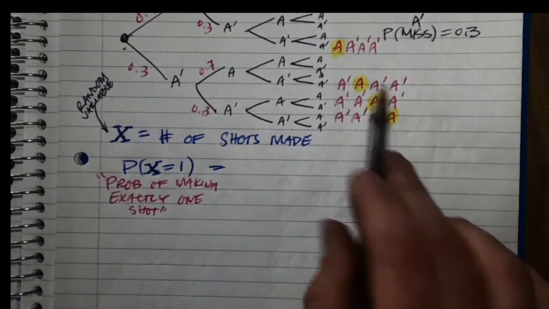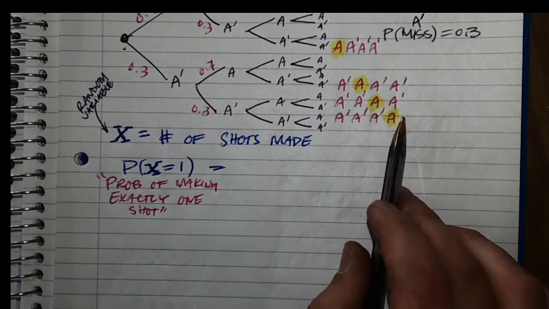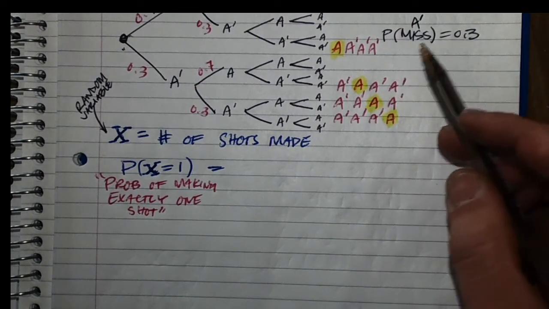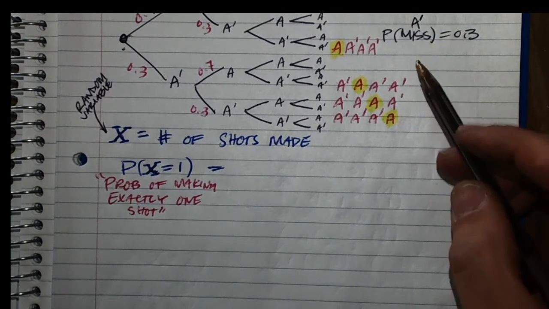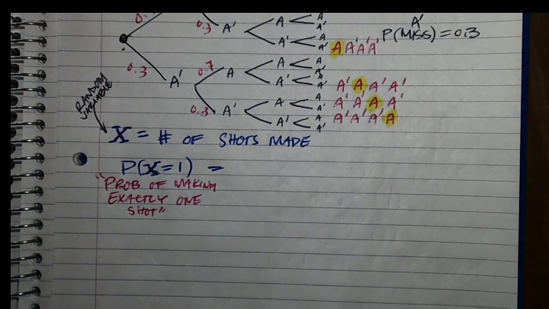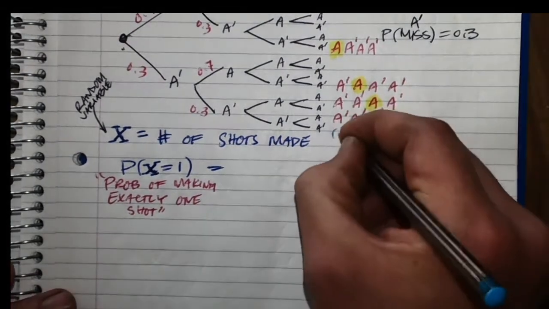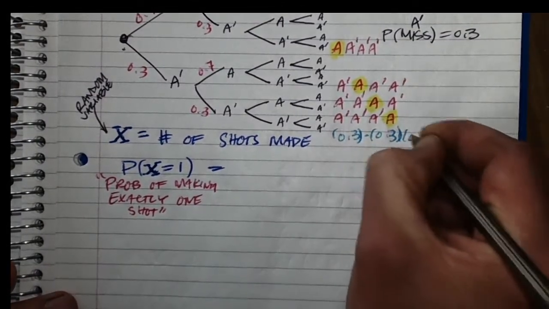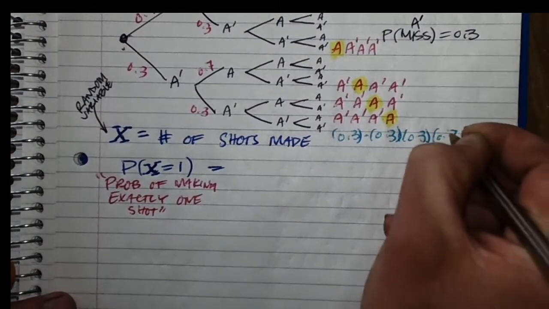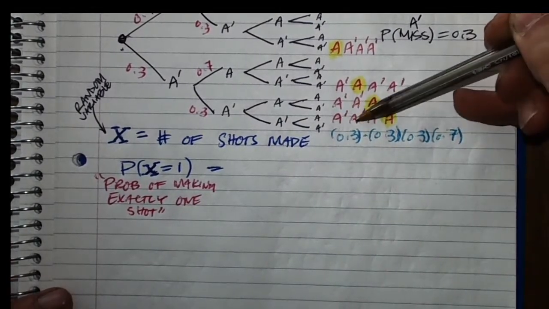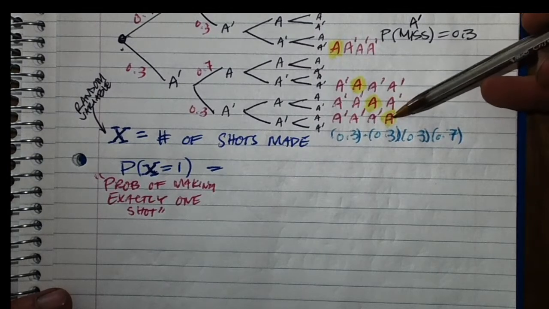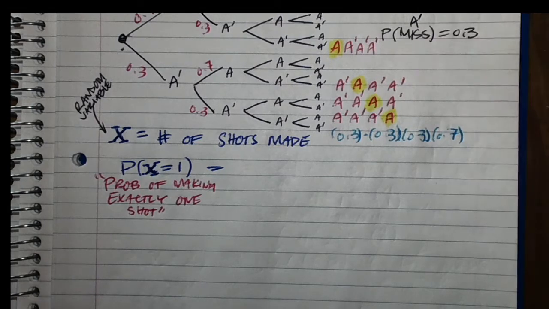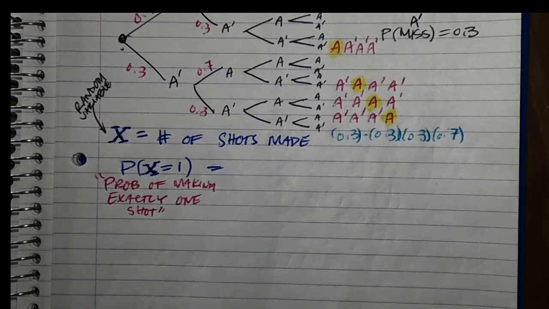Now, there's 4 ways to do this. And we've been talking about what we multiply to get each one individually, but then we add them together to get the answer to the question. And it happens to be that they're all 0.3 times 0.3 times 0.3 times 0.7. If you put the numbers in here, 0.3, there's 3 of those, and there's one 0.7. They're in a different order, but they each have 3 of the 0.3s and 1 of the 0.7 in them.